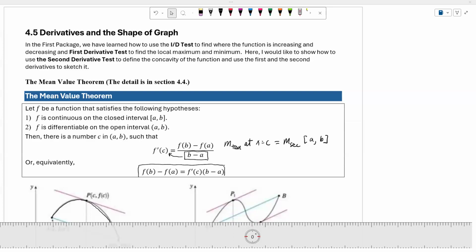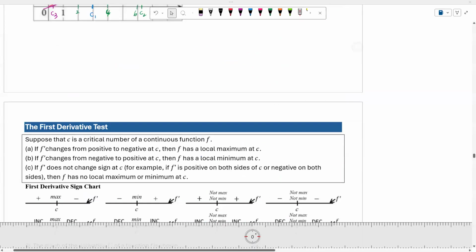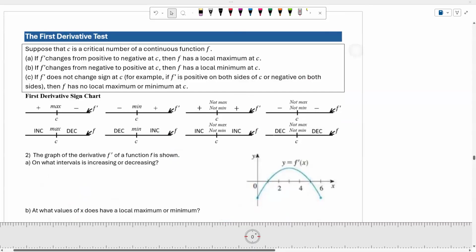Hi, in this video, let us continue the lectures on section 4.5. In this video, we would like to talk about how we actually get from the graph of f prime to help us graph the function f. Let us start by reviewing the first derivative test.